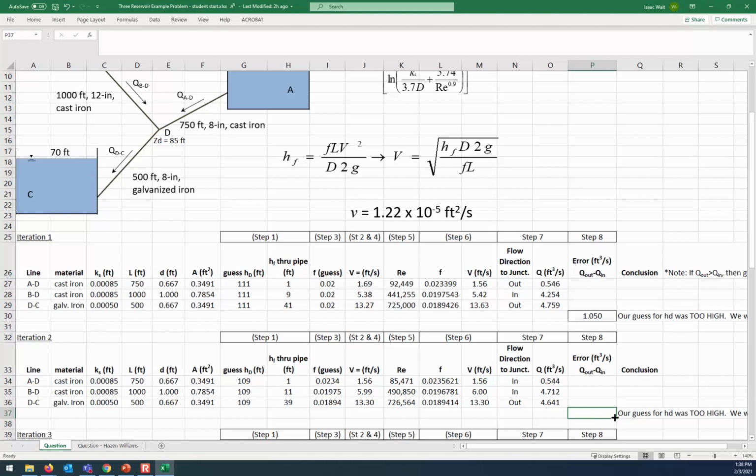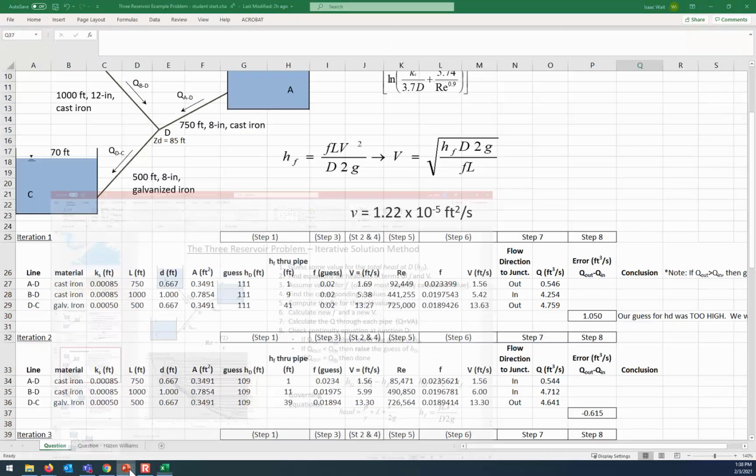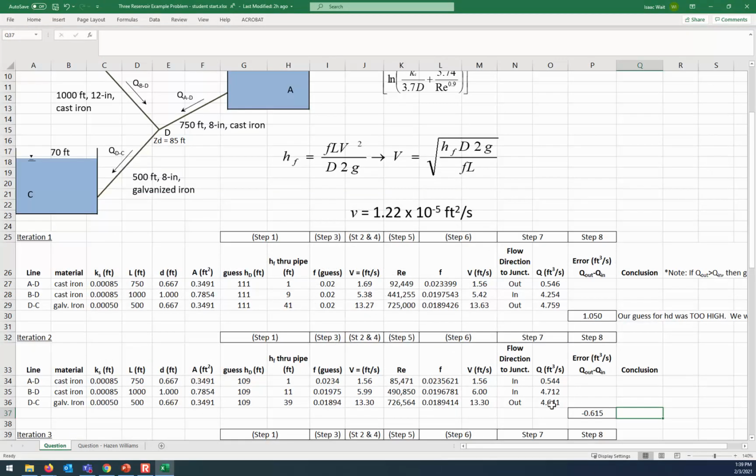Let's delete out that previous formula that we had for the flow balance, and we're going to do the outs minus the ins. So equals the out, minus both of the ins. It's negative. So what that means is that, let me delete the previous conclusion that we had from last time. Our criteria is that if the out is less than the in, then raise the guess. So in is too big. That means we need to raise our guess.